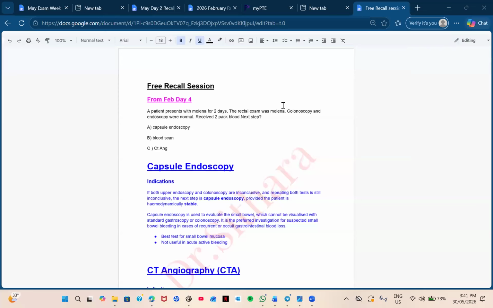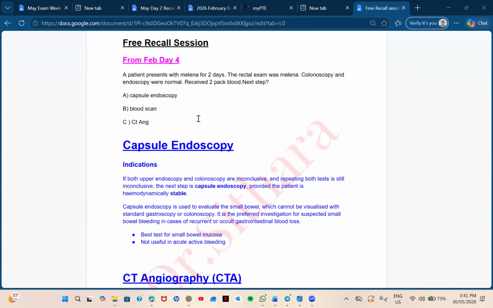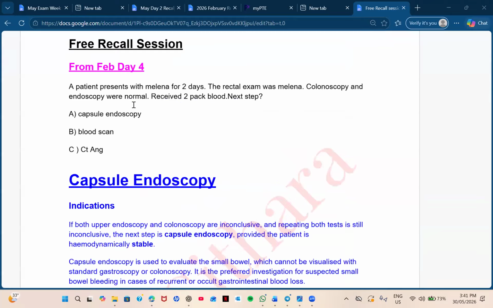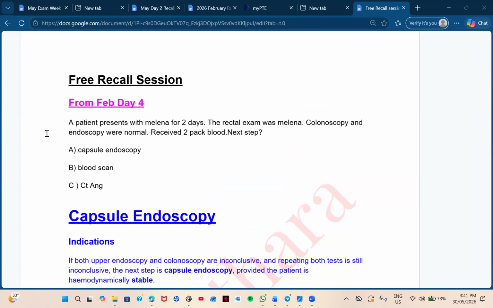First I'm going to explain some theories from February. Here we got a question: a patient presents with melena for 2 days. The rectal exam showed melena. Colonoscopy and endoscopy were normal. Received 2 packed blood units the next day. So what should you do? What do you think, doctors, in this question? First, you can answer me.